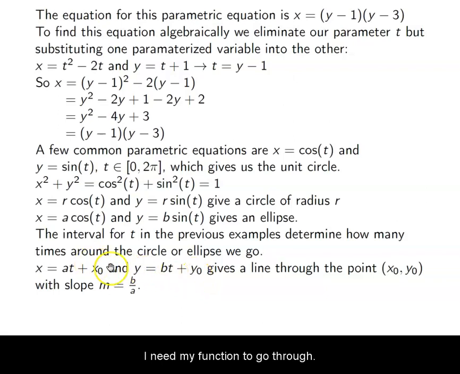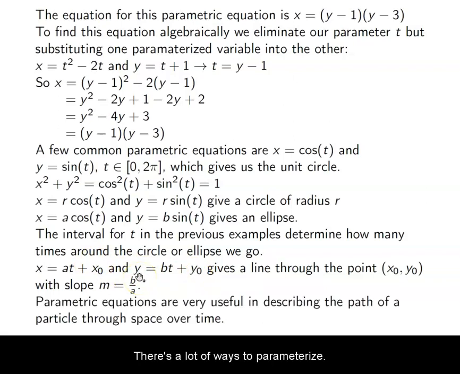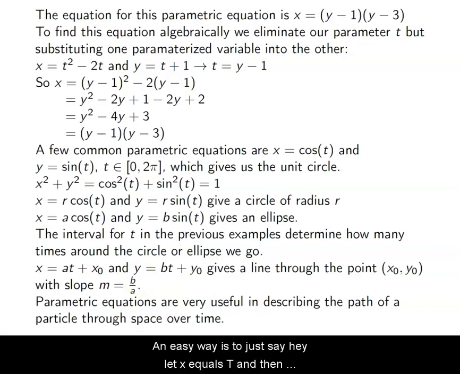So there are lots of ways to parameterize an equation. An easy way is to just say, let x equals t, and then y equals my function. That's the easiest way to do a parameterization. Nothing really interesting comes out from that. It's kind of the cheap way to do it, but it's a method of parameterizing. Again, parametric equations are very, very useful in describing particles through space as time progresses.